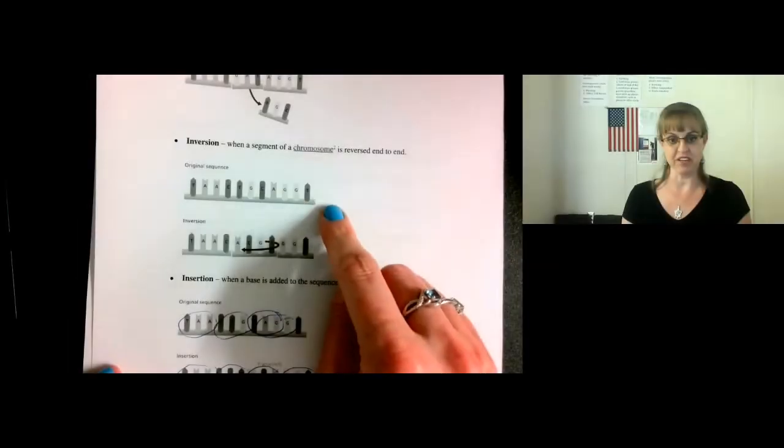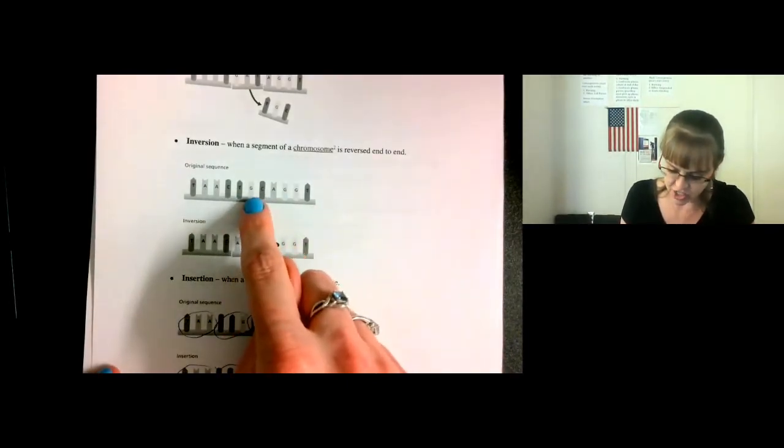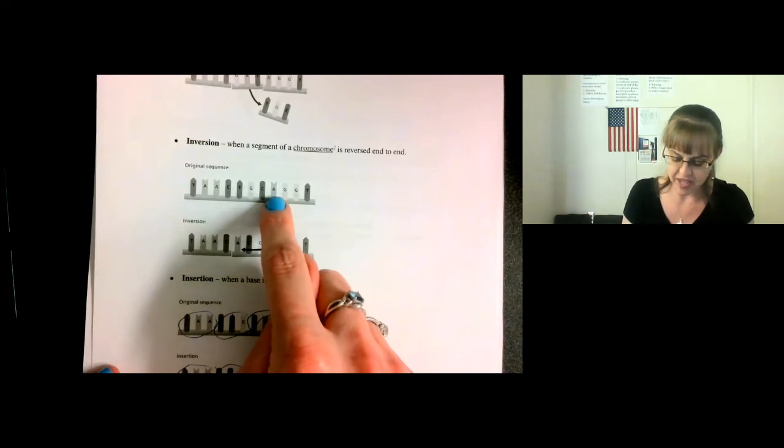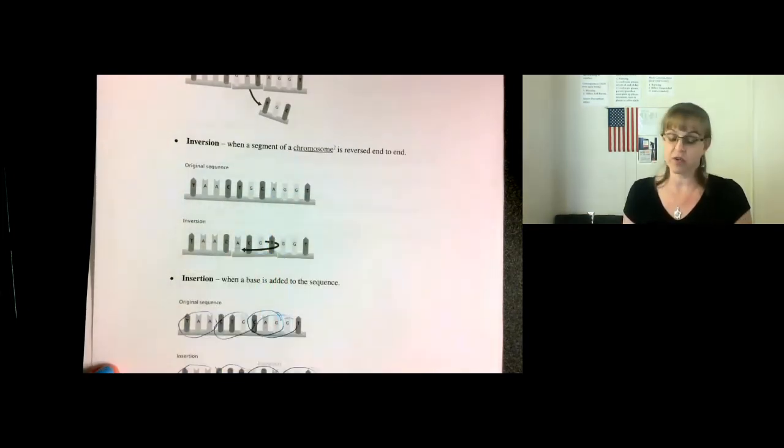Here's an example of an inversion. You'll notice they took the letters T, G, C, A and wrote them backwards, A, C, G, T, which of course changes two of the amino acids.